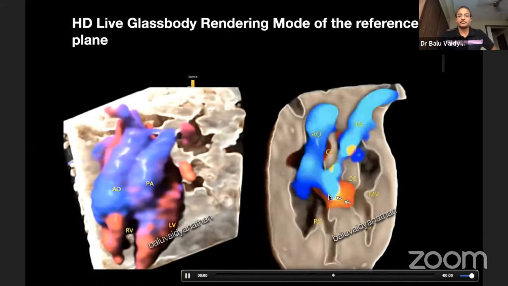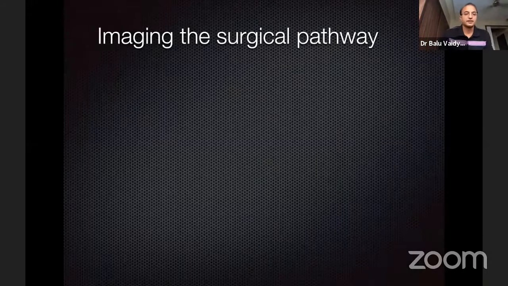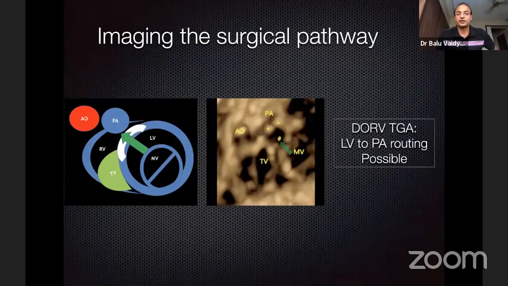The PA is closer to the LV, and it's a TGA type of relationship. So here, this is the C plane imaging, the LV and the mitral valve, and this is the VSD. And we can see that it is closer to the LV, and it is subpulmonary in location. Here we cannot route this LV to the aorta because the aorta is far away, but we can route the LV to the PA. So that is what is shown here. The routing is possible to PA.